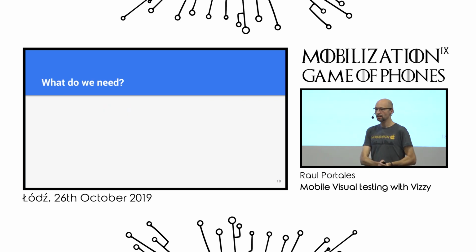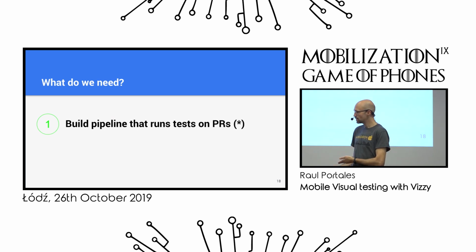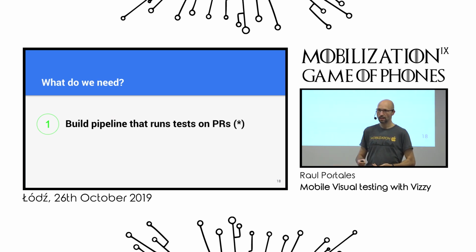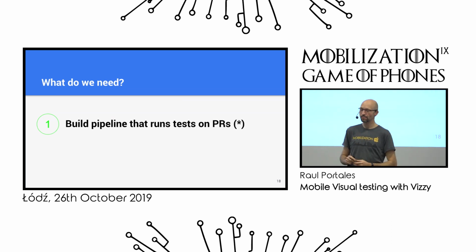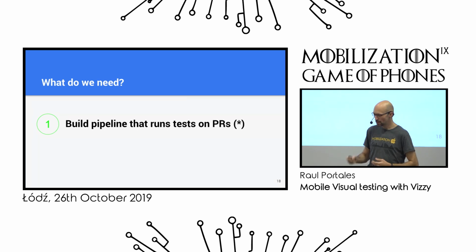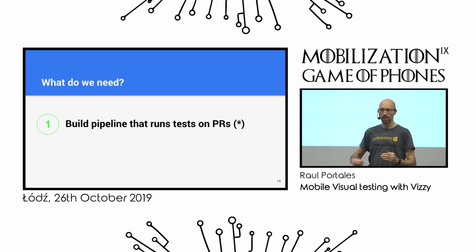So what do we need for this? So first thing, a CI/CD pipeline that runs the tests on the PRs. And that's not extremely required because you can run them locally as well, but it's where Vizzy works best. Whenever you have a new pull request, you run all your tests, you run your visual tests as well, and you add that information into the PR, and then you don't have to do anything on the developer machine. That's when Vizzy works best. It's not necessary, but it's recommended.